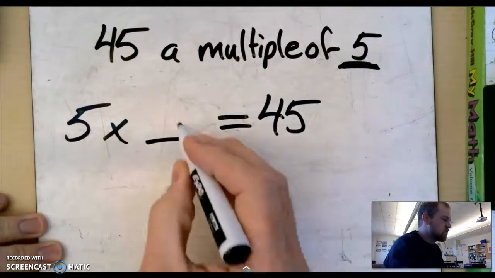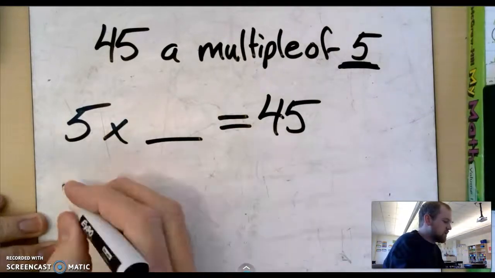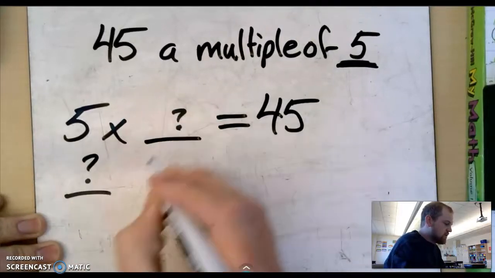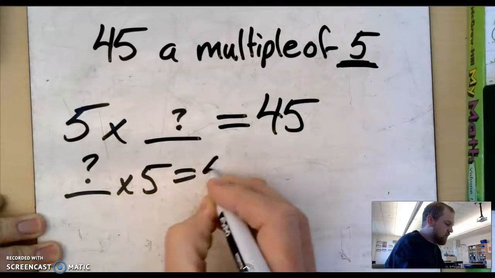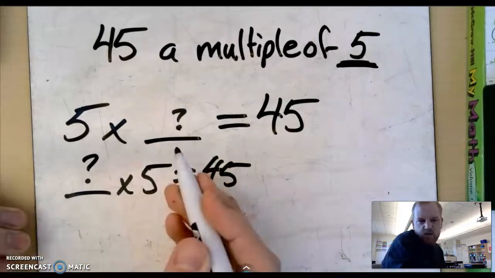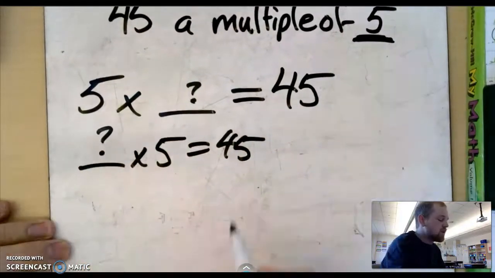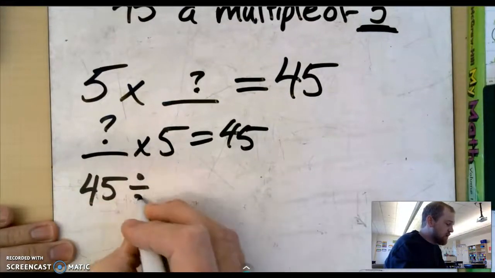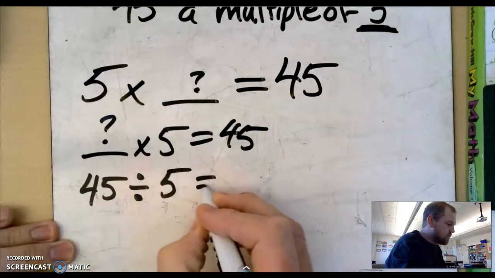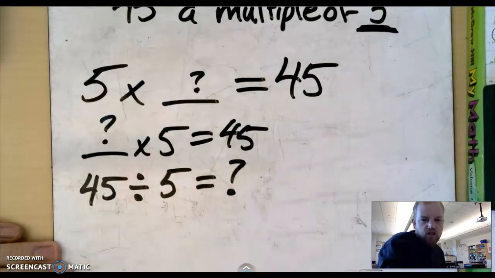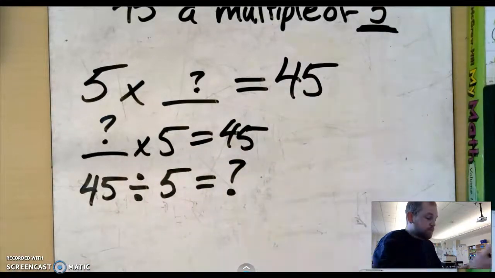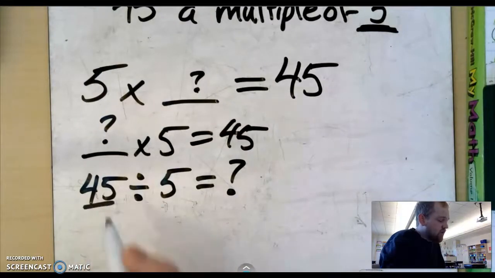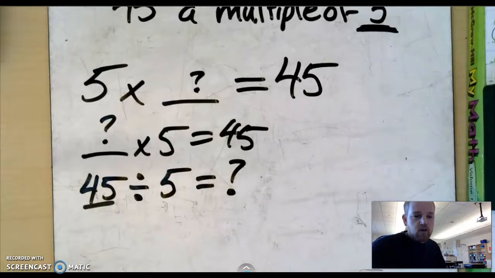So I know that if I want to switch this, my fact family tells us that I could have my unknown, we'll use a question mark, times 5 equals 45. That doesn't really help me. That's the same problem, just kind of flipped. But what I can do is I can set up a division problem. So I'll set up 45 divided by 5 equals question mark. And then I could go in and solve this and see. And if I get an answer of a whole number, I know that 45 would be a multiple of this number.